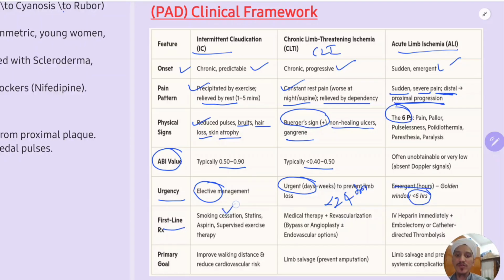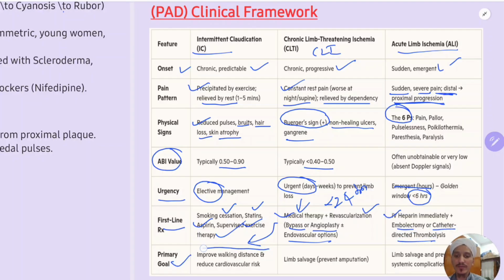First line treatment: smoking cessation, statins, aspirin, and supervised exercise therapy in these intermittent claudication patients. Here in critical limb ischemia, you will have medical therapy along with revascularization. Medical therapy means you will give heparin, an anticoagulant. Revascularization by bypass, angioplasty, and endovascular options. Here you will give IV heparin immediately, plus embolectomy and catheter-directed thrombolysis.